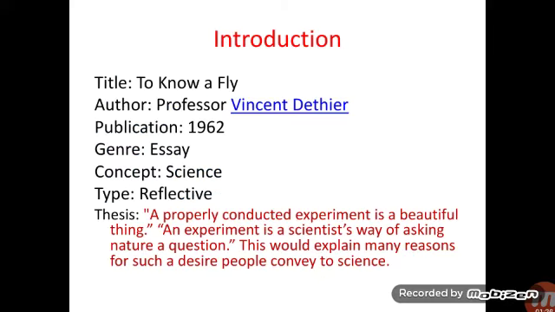Okay, here we go with the introduction. The title of this text is To Know a Fly. The author of this text is Professor Vincent Dethier. The original publication was in 1962, and the genre of literature is categorized as essay. The concept of this essay is science, and the type of essay is reflective, meditative. Thesis: a properly conducted experiment is a beautiful thing.